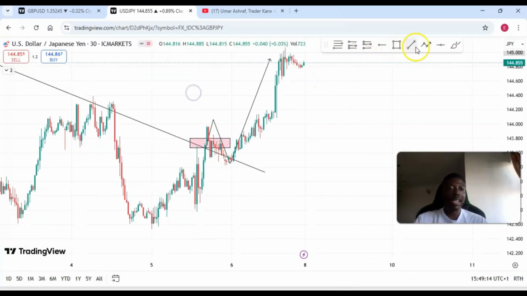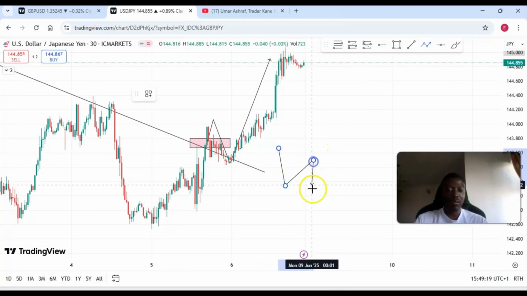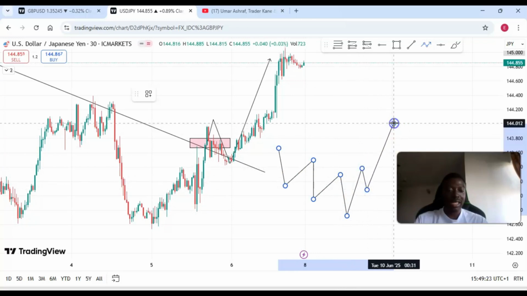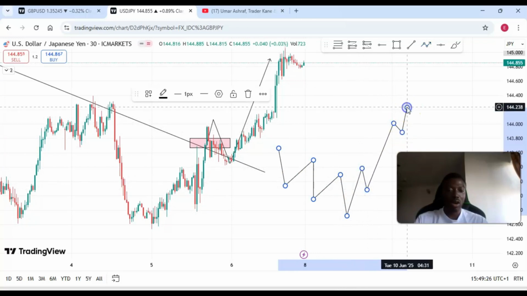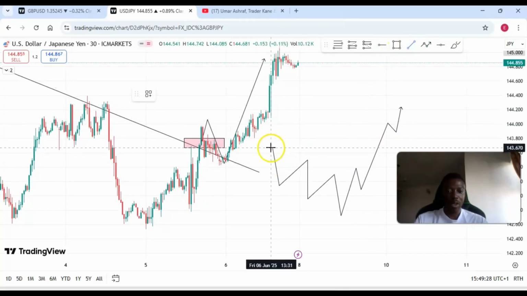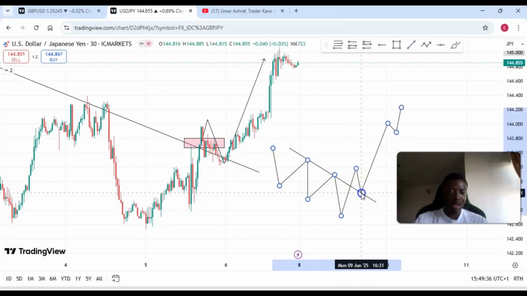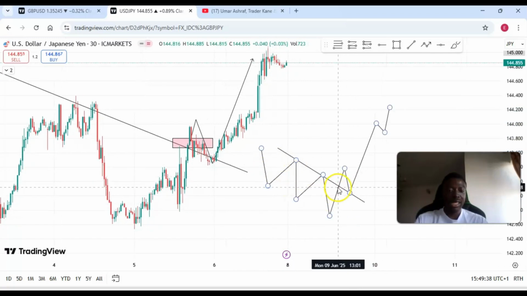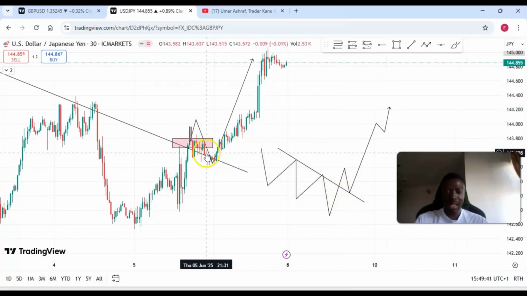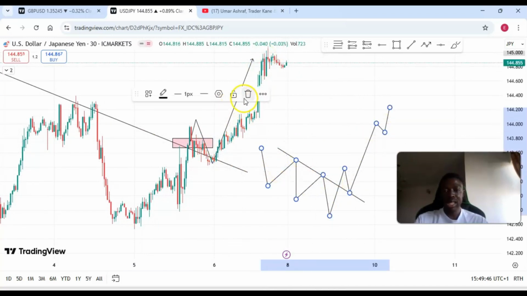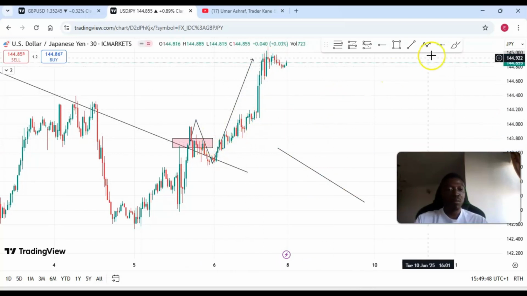So this is just an example of what I've been saying, that if the market is in a downtrend like this and it breaks above a trend line, it will retest and continue to the upside like this. So if you have a trend line here, the market breaks this trend line, comes back to retest like here, and then we have this push to the upside. So this is just the logic behind trend line.